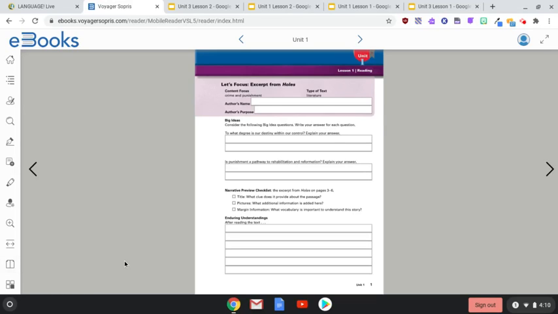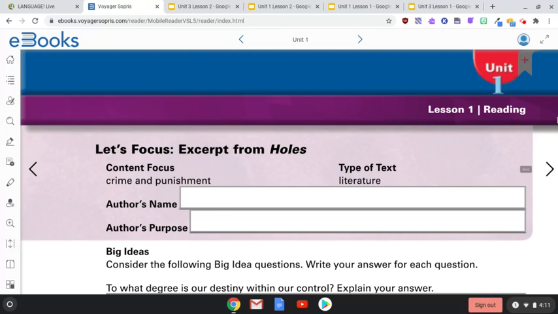Today we will begin working in Unit 1 with Lesson 1. I want you to go ahead and turn in your student book to page 1. Now, I'm going to zoom in a bit so we can see this top part of the screen.